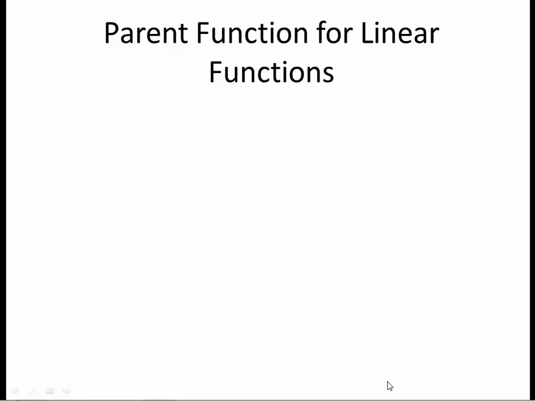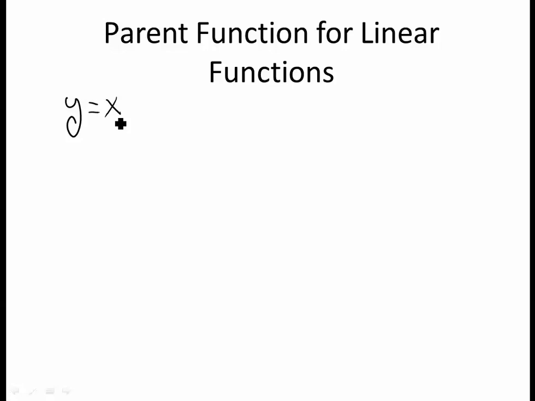So just like you, all functions have a parent, meaning that there is one function that's kind of in charge of everything else, and everything else resembles. They're not identical, but they're similar. And the parent function for a linear function is the equation y equals x. Notice that in a certain sense, it's the simplest of all possible linear functions.